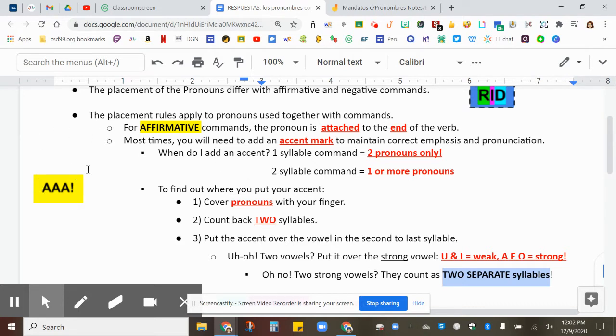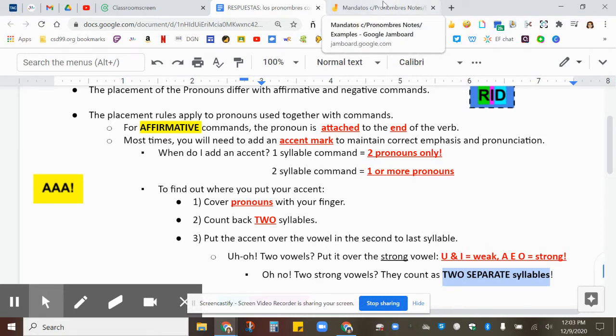We're going to summarize our affirmative commands with pronouns rules with the triple A in the left-hand corner. First A for affirmative commands. Second A for attach the pronouns. Third A for add an accent mark. Affirmative, attach, accent. Affirmative commands attach the pronouns to the end and add an accent mark where it's needed, over the vowel in the second to last syllable.